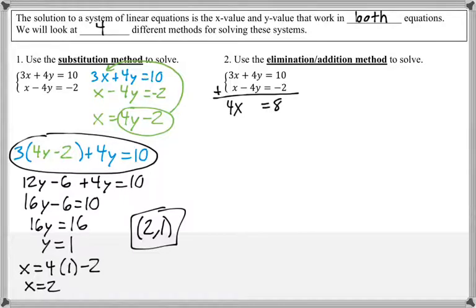So a variable won't always cancel out nicely like this. Sometimes you're going to need to multiply one or both of the equations by a number so that the coefficients of one of the variables match, so that they do cancel out. So you want them to match, but you want to have one of them be positive, one of them be negative. Okay, so then I want to divide both sides by 4 now, and x is equal to 2.